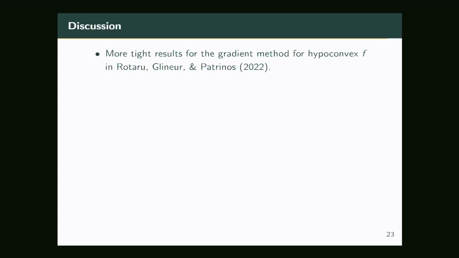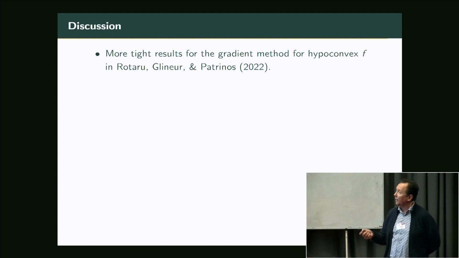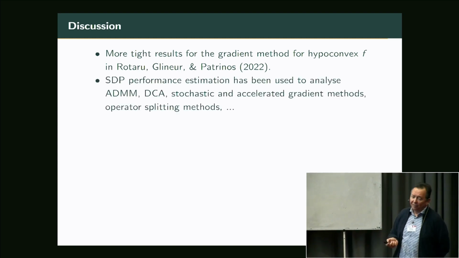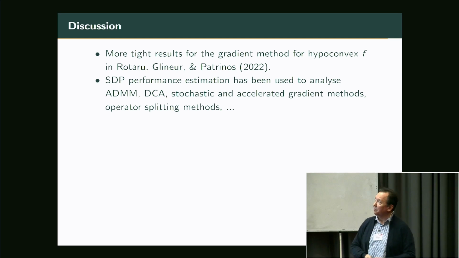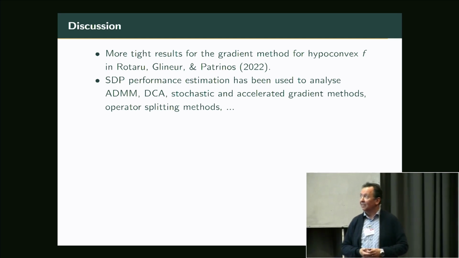Okay, so then I would like to wrap up by saying that this very recent paper by Glineur, Rotaru and Patrinos has tighter results for the gradient method for hyperconvex functions. I didn't cover all the cases. And of course, to keep things understandable, I only talked about the method of Cauchy.